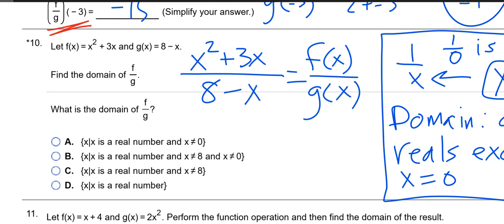Zero's okay now. What's the one number in the universe which would be a major problem if I put it right there? What is the one number in the universe that would be a major problem? 8. 8 would be a big deal because I would have 8 minus 8 on the bottom and it would be non-existent. So I'm literally looking at this part right here to figure out what doesn't work.